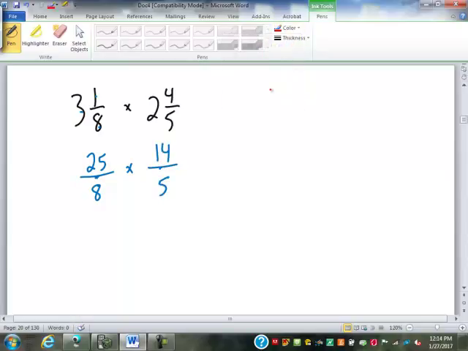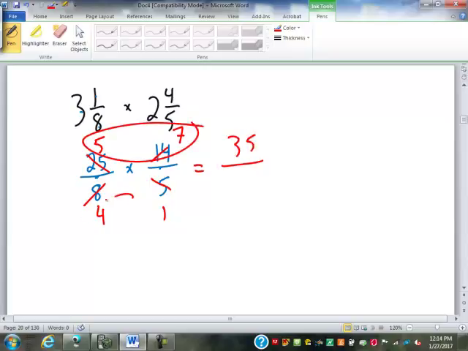Okay. Now at this point we can cross cancel. What can we cross cancel? So we get 1 and 5. Very good. What else? 14 and 8 gives us 7 and 4. So we multiply. 5 times 7 is 35. 4 times 1 is 4. That is 8 3/4.